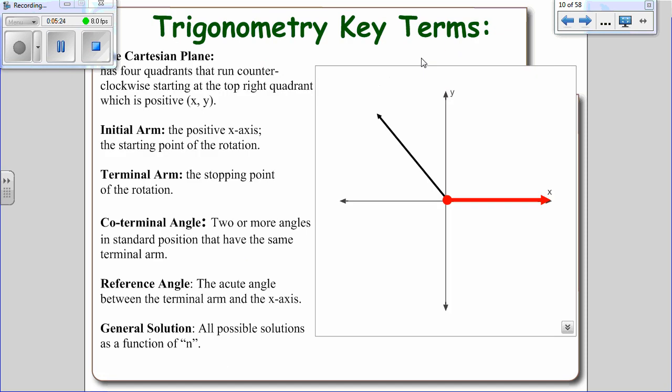Here are all the definitions nice and laid out. We'll label them on here. There are also a couple of new ones towards the bottom. The first thing is a Cartesian plane. That's just an x-y axis. You should be nice and comfortable with those, I hope. The initial arm: if you see the term initial arm, it's talking about the positive x-axis.